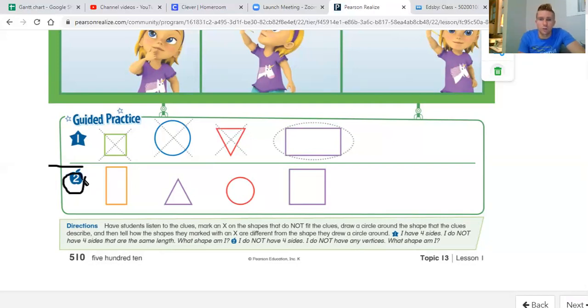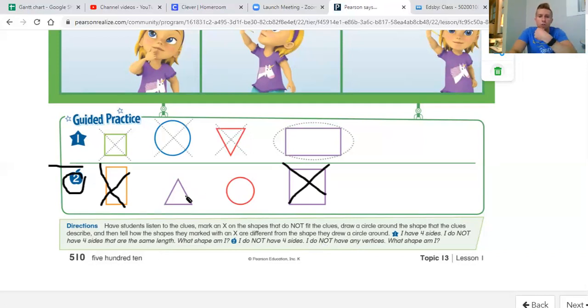There's your first clue. You can X out the ones that aren't going to work. It says, I do not have 4 sides. Well, this has 4 sides, so I'm going to put an X through it because the shape we're trying to find does not have 4 sides. Does this have 4 sides over here? Yes, it does. Cross it out because we want the shape that does not have 4 sides. And it says, I do not have any vertices.